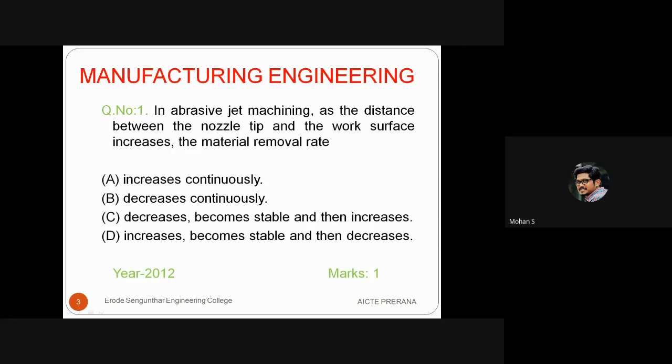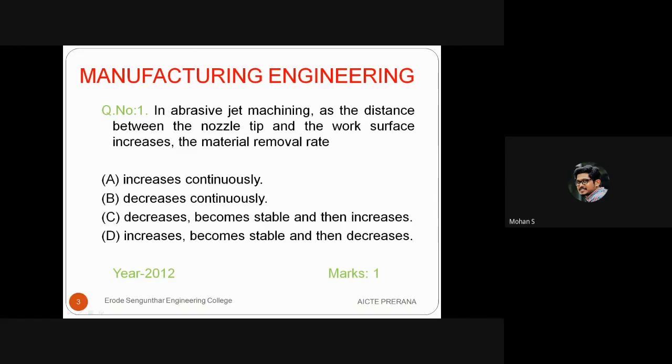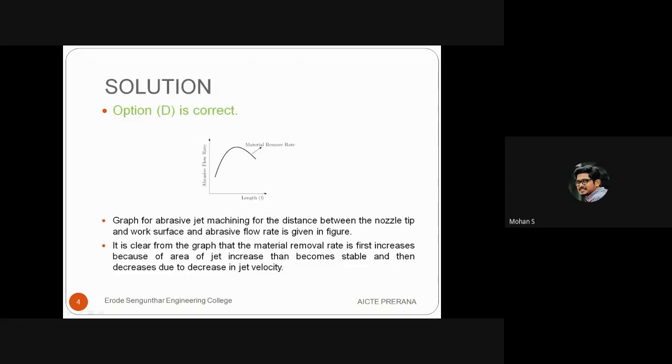So what would be the answer? Can anyone tell me the answer? Let us see the answers now. For the first question, the answer is option D. Let us see what is option D. It says that it increases, it becomes stable, and then finally it decreases. The explanation is here.